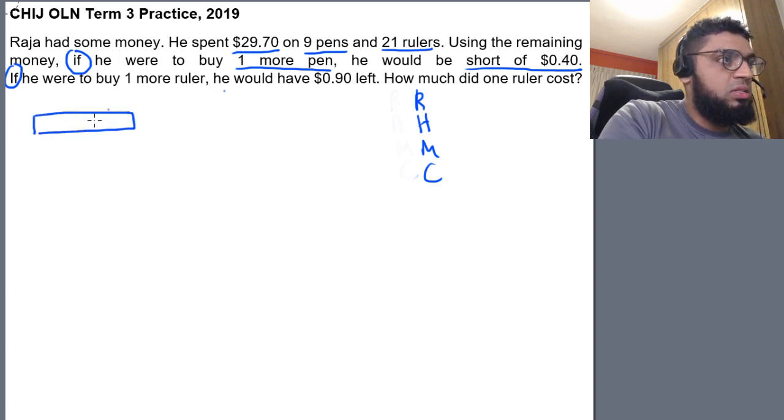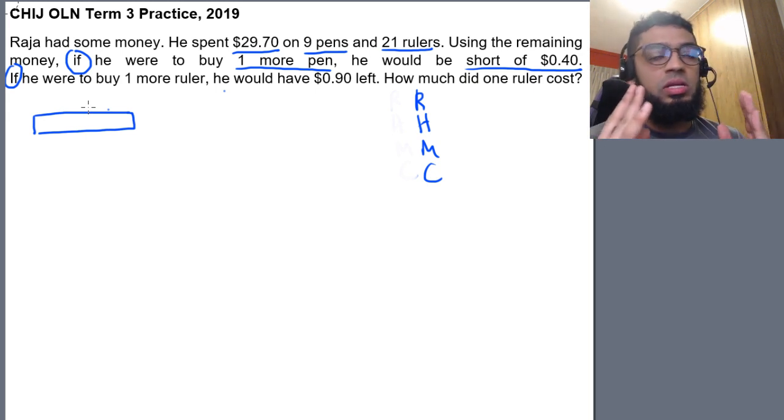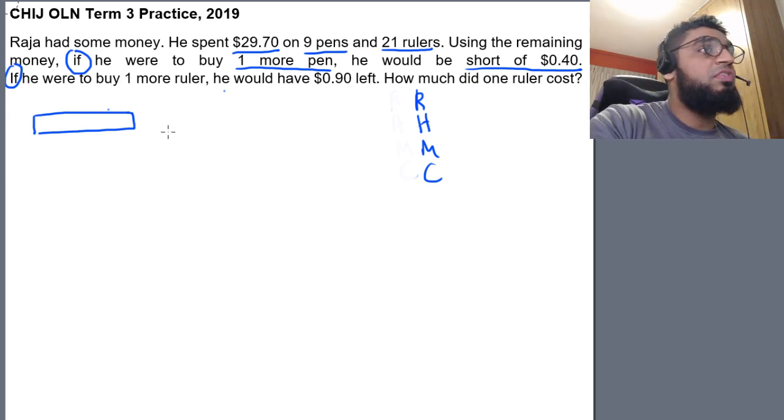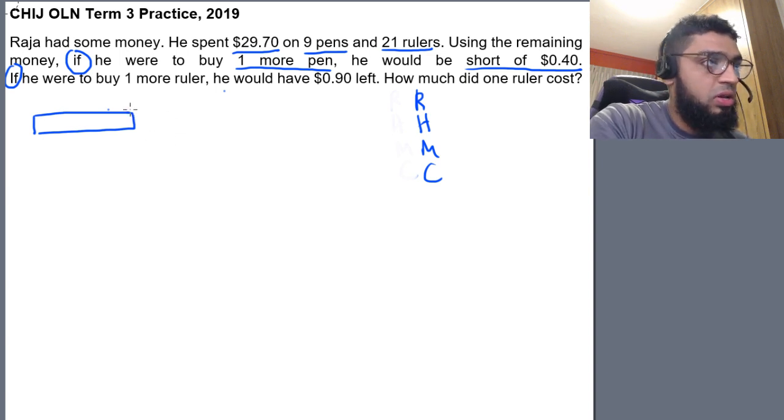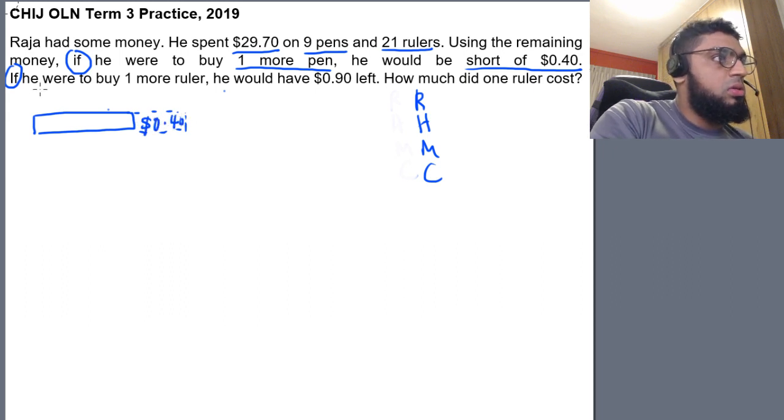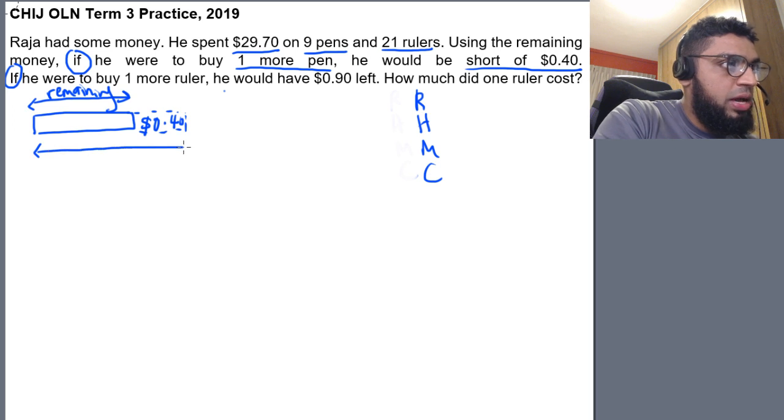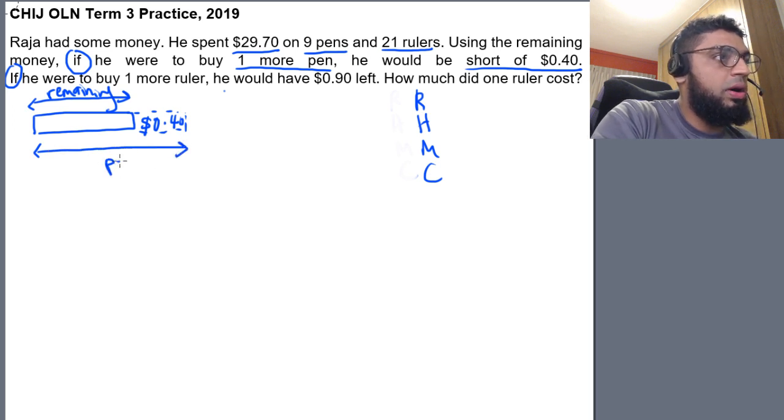of money he has. So this model is the remaining amount of money that he has. Alright, and if he were to buy the pen, he would need 40 cents more. So this amount is not enough. I would need 40 cents more just to get that pen. Again, this part here is the remaining amount of money that he has, and from here to the end is the cost of one pen.